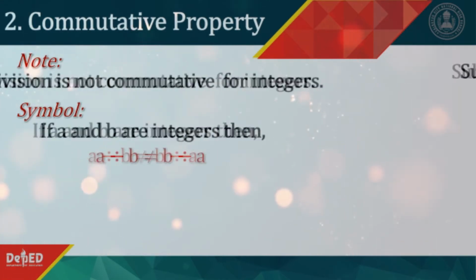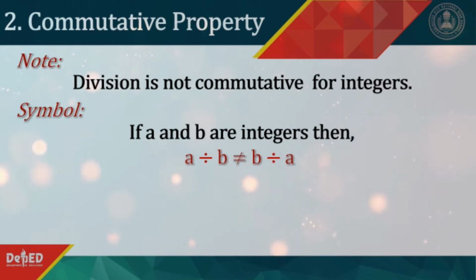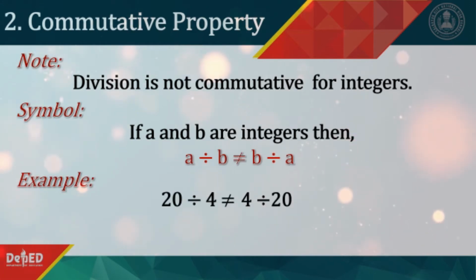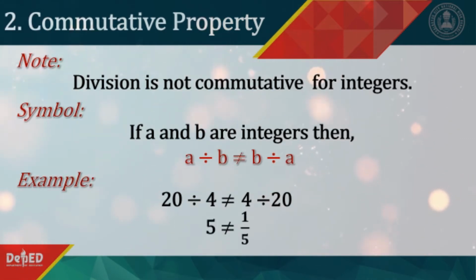And also division is not commutative for integers. In symbol, if a and b are integers, then a divided by b is not equal to b divided by a. Let's say for example, 20 divided by 4. It is not equal to 4 divided by 20 because 20 divided by 4 is equal to 5, whereas 4 divided by 20 is equal to 1/5, and that 5 is not equal to 1/5.